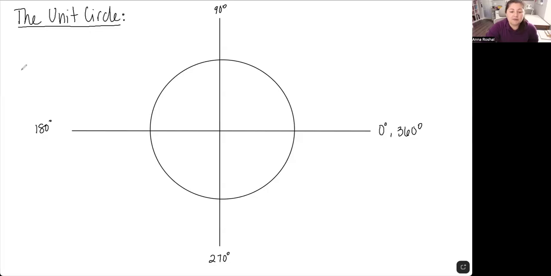A couple of things we also know is that this point is (1, 0). This is (0, 1). This is (-1, 0), and this is (0, -1). So these are going to be helpful later on for finding out sine, cosine, tangent, things like that. But for our purposes right now, we understand that this circle is a whole unit.